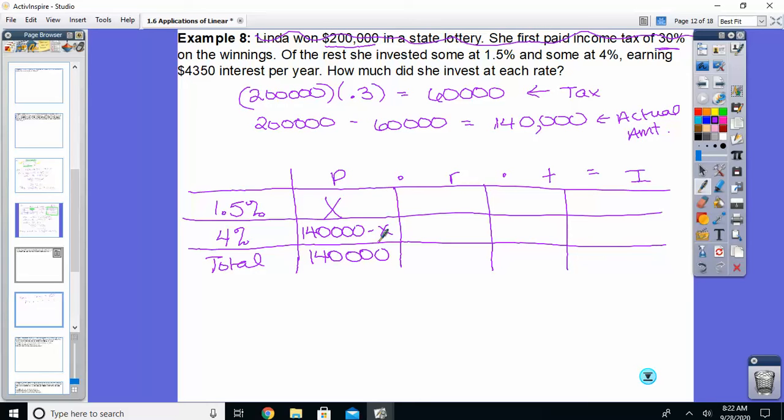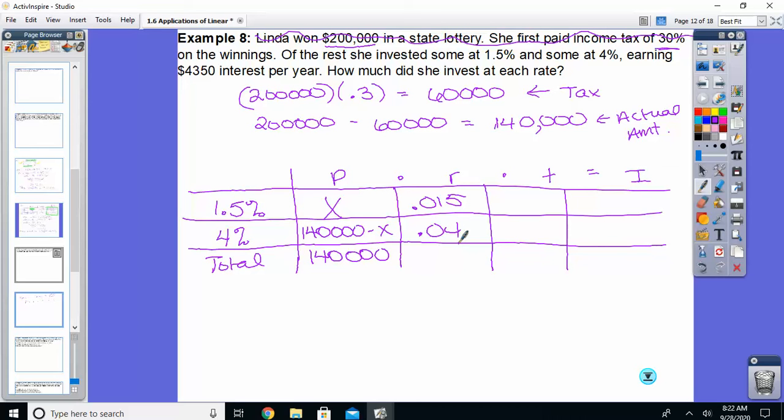Okay, now our rates. The first one was 1.5%, so my rate would be 0.015 percent. You always move it back 2 places. So 4% would be 0.04. I did not tell you the overall rate of return. It's okay. Sometimes we're going to have gaps in this table. Just because we drew the whole thing doesn't mean I have to put a number in every box. So I didn't tell you the final percent. We're just not going to worry about it.